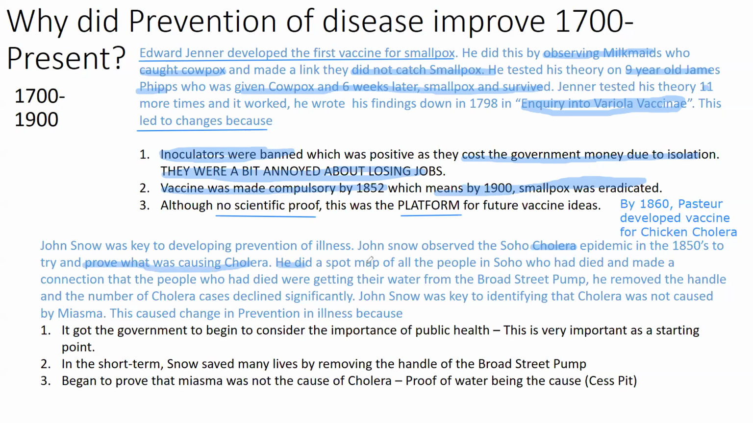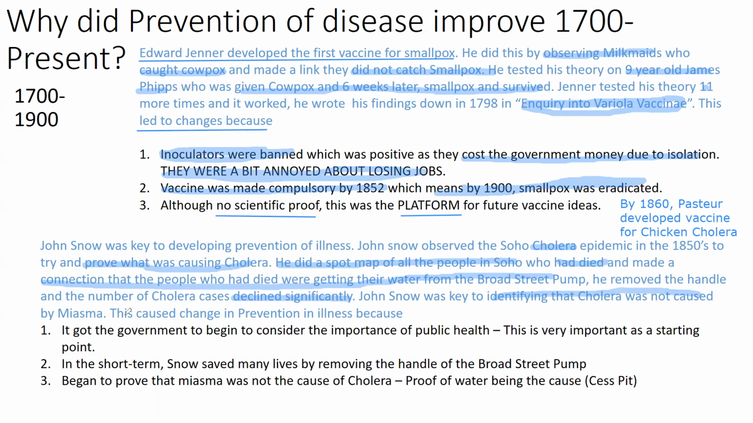So the story: he did a spot map of all the people in Soho in London who had died of cholera and made a connection that the people that died were getting their water from the Broad Street pump. He removed the handle and the number of cholera cases declined significantly. Remember, at this point we don't know about germs, so once again this is just an observational finding. But Jon Snow was key to identifying that cholera was not caused by miasma.